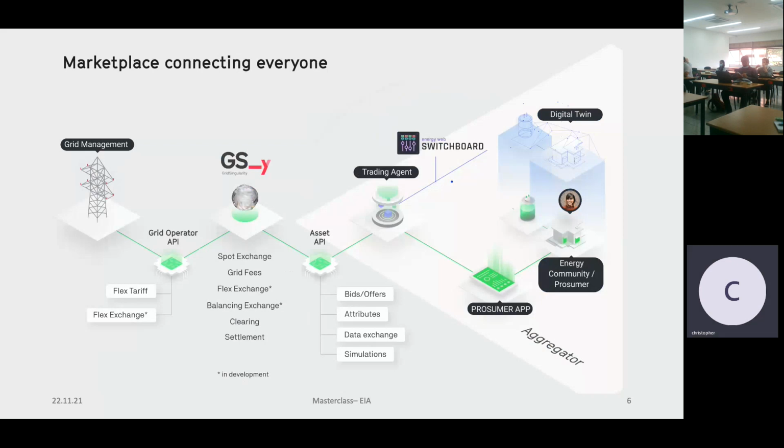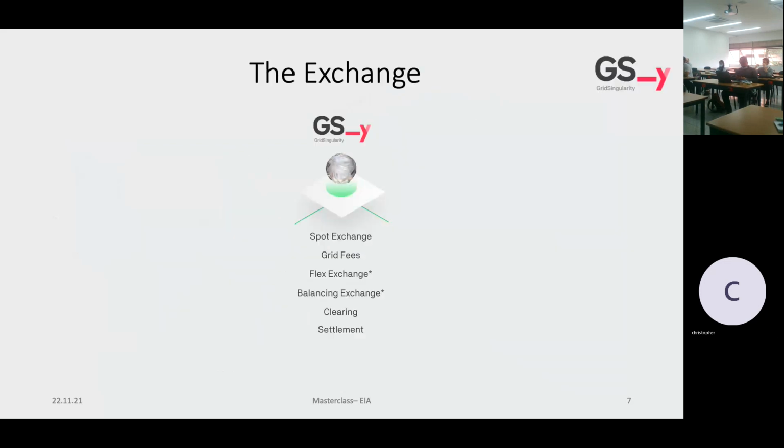So whenever a consumer wants to only buy from PV energy, then the aggregator will translate that into an active bidding strategy and send those bids into our energy exchange. And so, like I said, we are only focusing ourselves on the exchange and the interface that we're building.